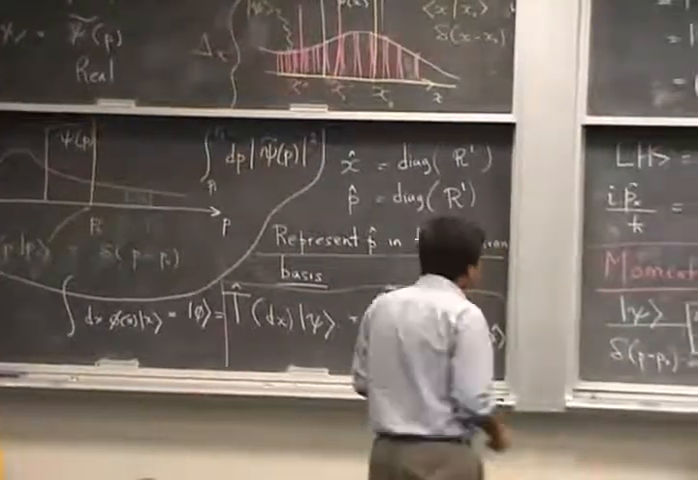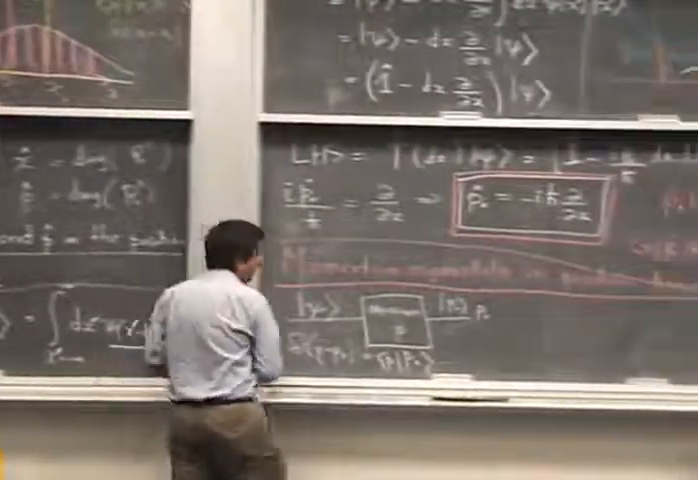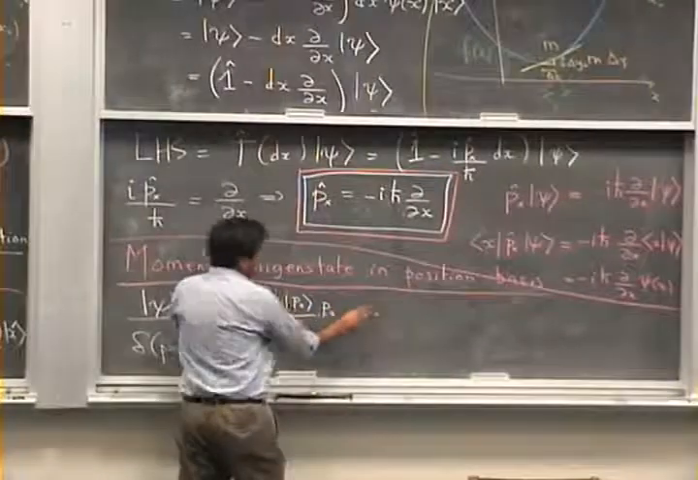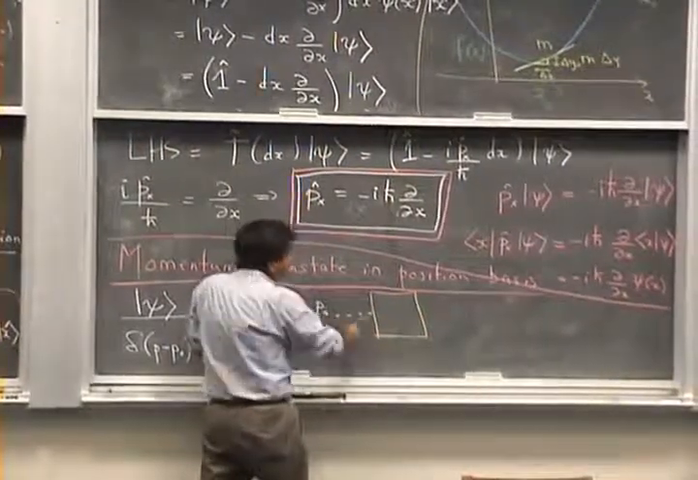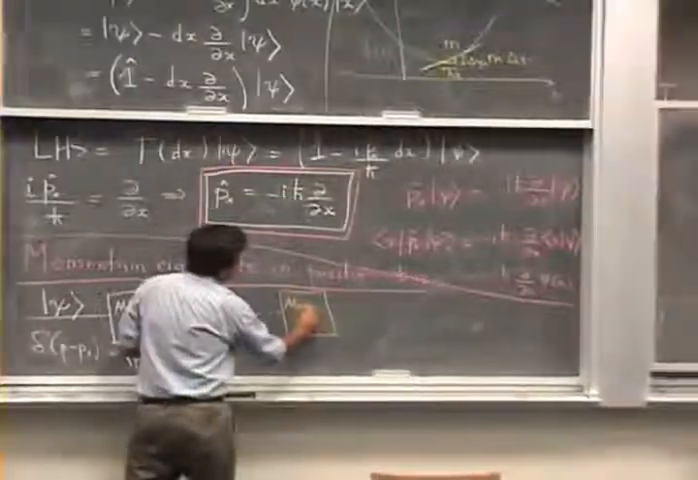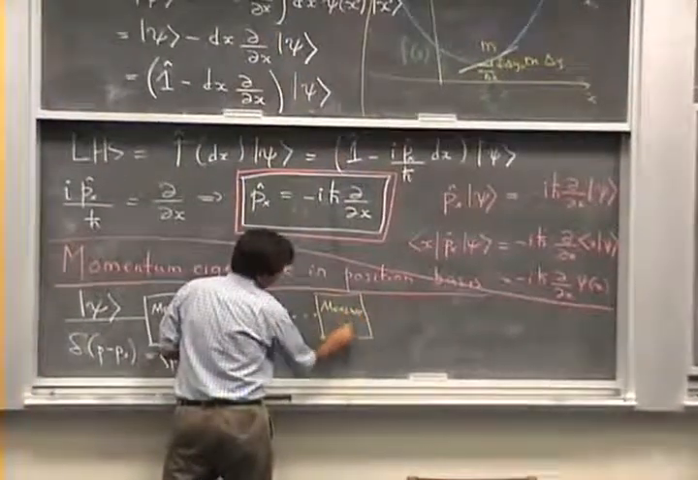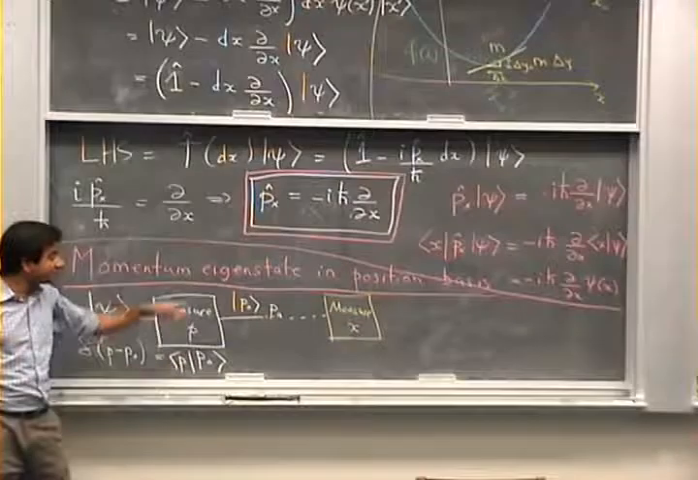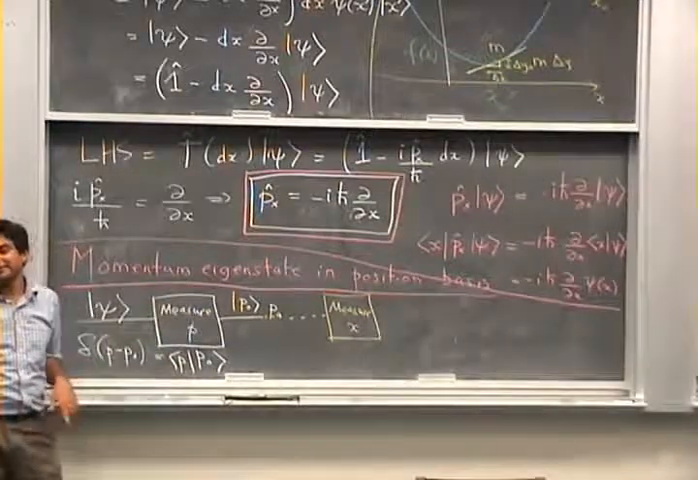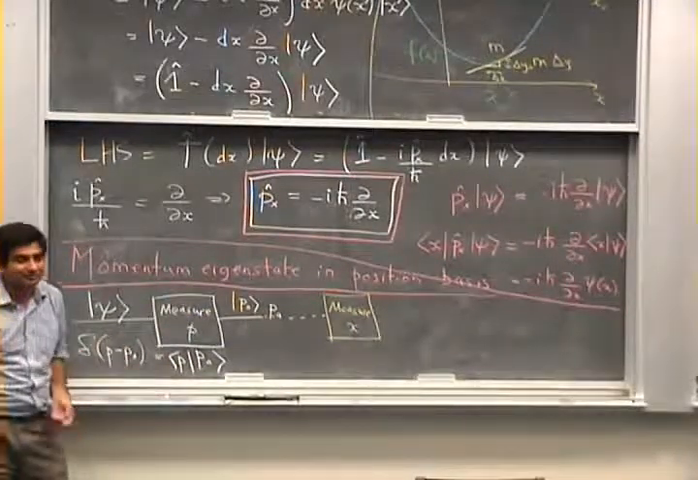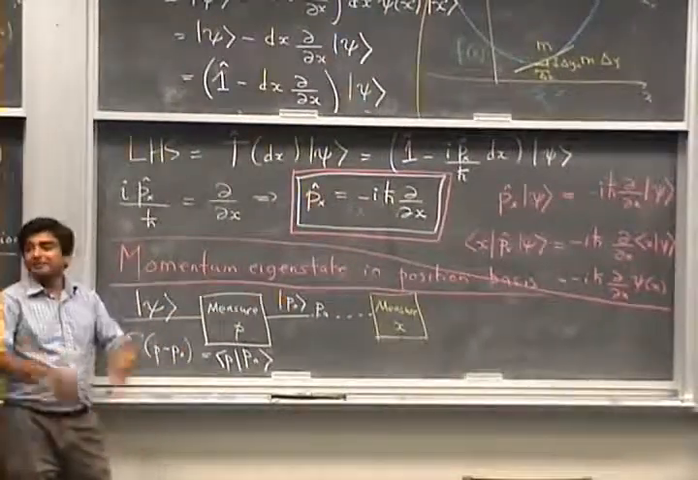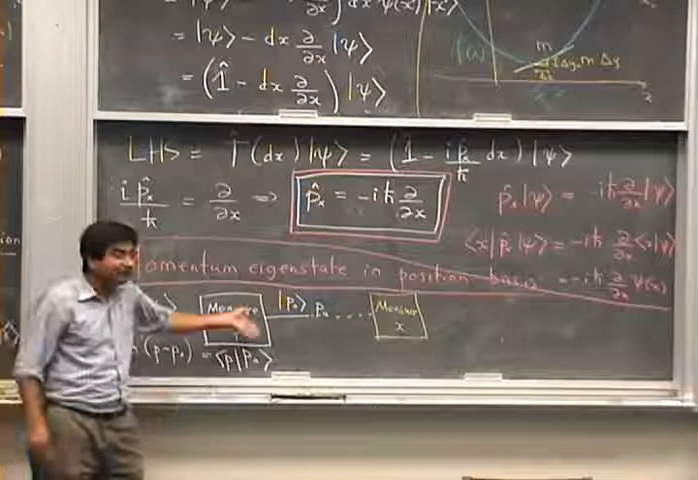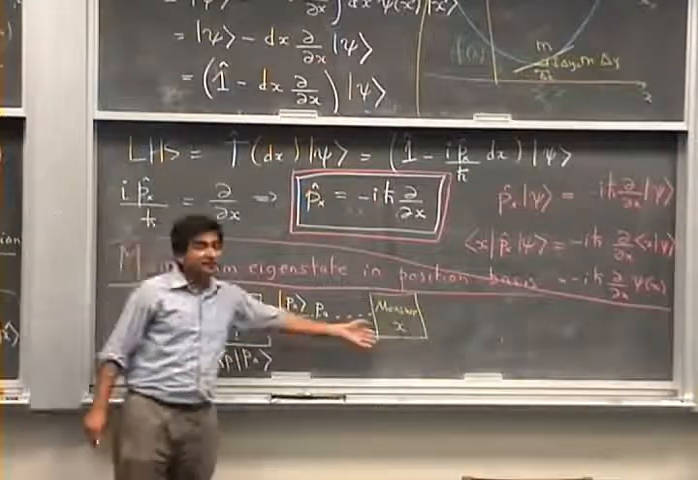In other words, I prepared this state, and for this state I would like to measure x. Where is the particle which has been prepared in this momentum eigenstate? Where is the particle? Just like we do polarization experiments, spin experiments. Now I'm first measuring the momentum, then I'm measuring the position.